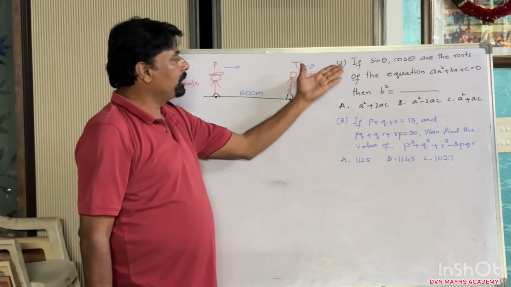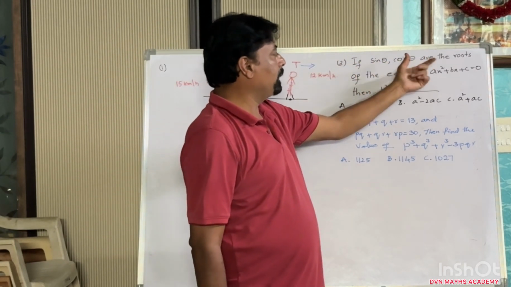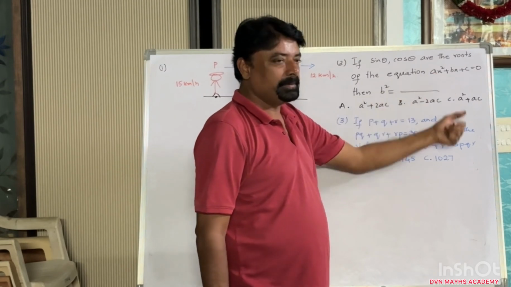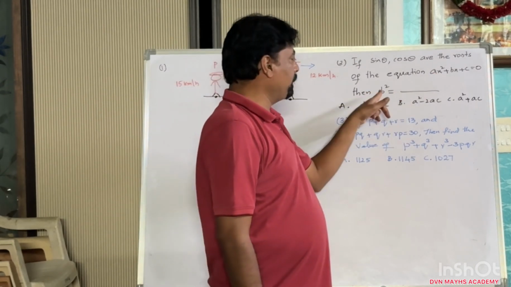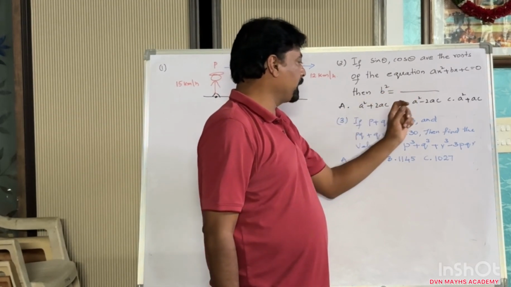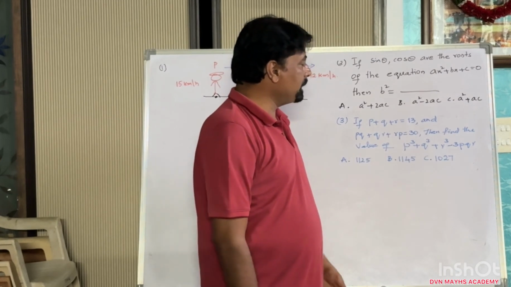The second question, if you see, this is from your quadratic equation. If sine theta and cos theta are the roots of the equation ax square plus bx plus c is equal to 0, then what is the value of b square? He is asking what is the value of b square. Your options are given: a square plus 2ac, a square minus 2ac, and a square plus ac.